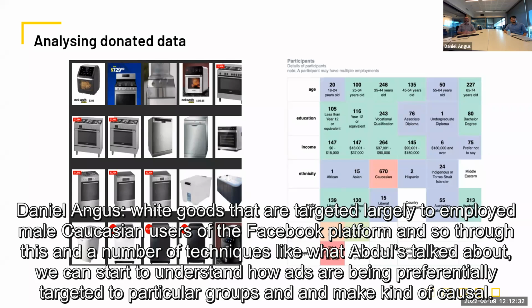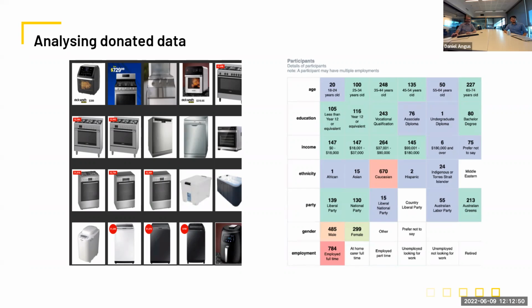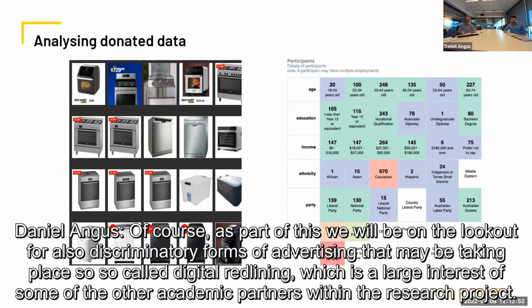And so through this and a number of techniques like Abdul's talked about, we can start to understand how ads are being preferentially targeted to particular groups and make causal assumptions and relationships around the ways that the ad model is working within the Facebook platform. Of course, as part of this, we'll also be on the lookout for discriminatory forms of advertising that may be taking place, so-called digital redlining, which is a large interest of some of the other academic partners within the research project.